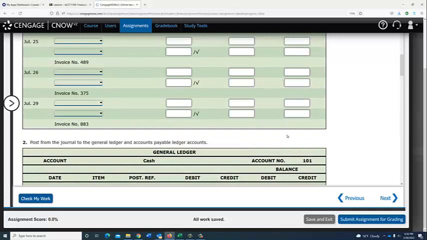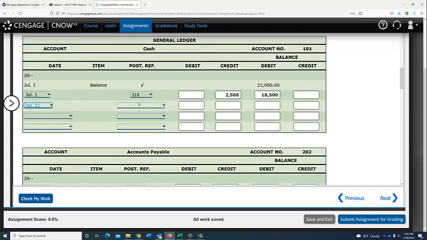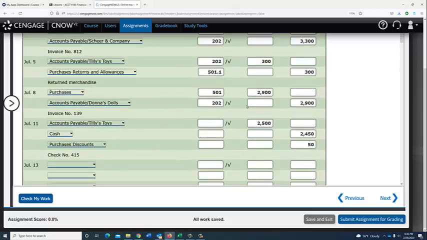And then we have to record the cash credit for $24.50. So we have a debit of $18.05 and a credit of $24.50. So now our balance is $16.050 in our cash account. All right, now we need to put in our posting references again. It's 202. Cash is 101, and then the purchase discount account is 501.2.